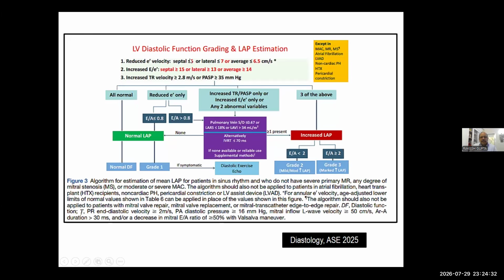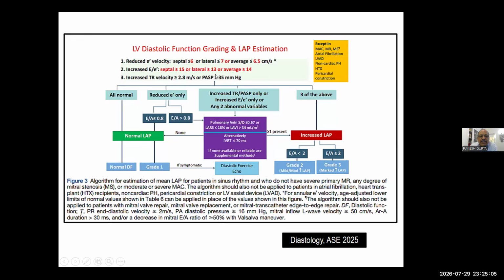So E prime septal velocity is less than 6. It is 6. Less than 6 or equal to 6. It is 6. E prime lateral is 8. Is not there. We have to calculate the average. E prime average is not 6.5. It is 7. So average is 7. So one parameter is positive, two parameters are not correct.